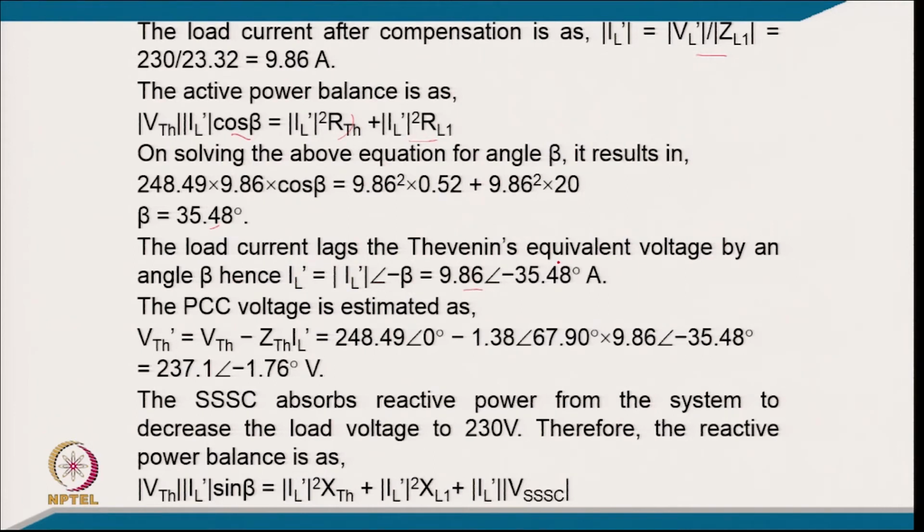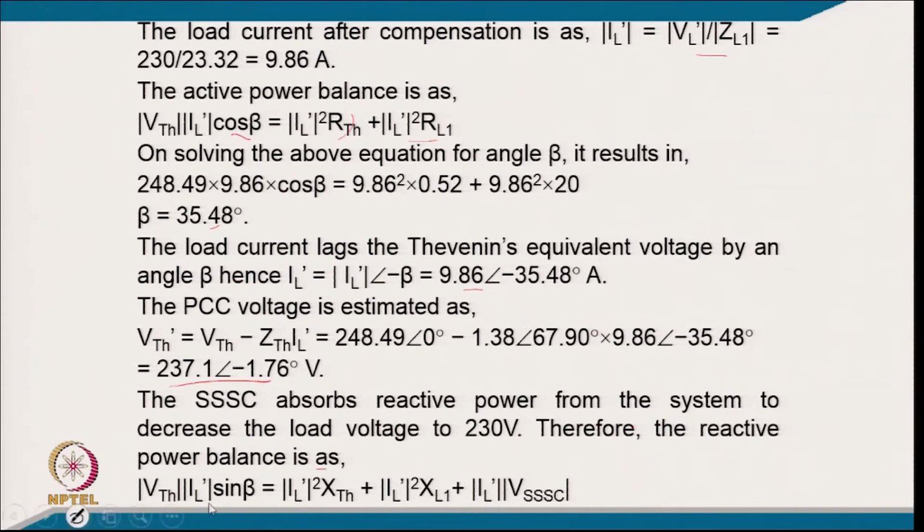The load current lags the Thevenin voltage by angle beta, and it comes to 9.86 ampere at the angle of minus 35.48 degree. The PCC voltage is estimated from the Thevenin voltage minus the Thevenin impedance drop multiplied by the current. So, it comes to 37.1 at the angle of 1.76 degree. So, the series capacitor absorbs the reactive power from the system to decrease the load voltage to 230.